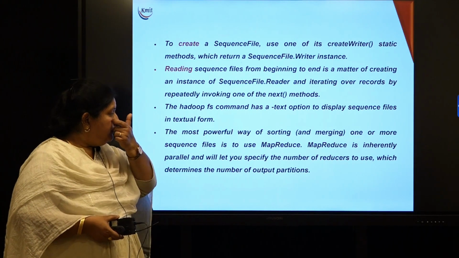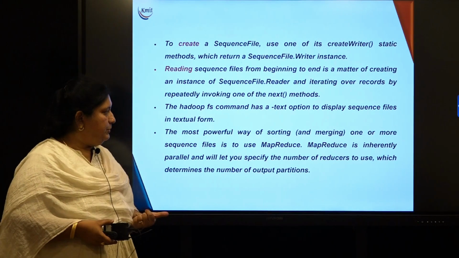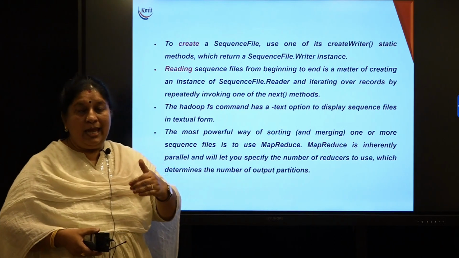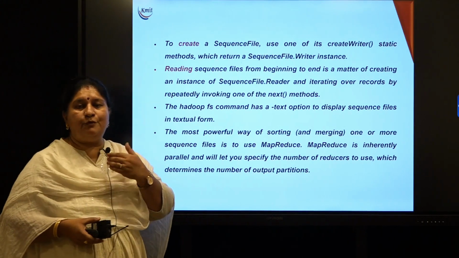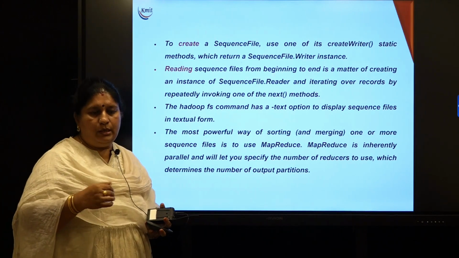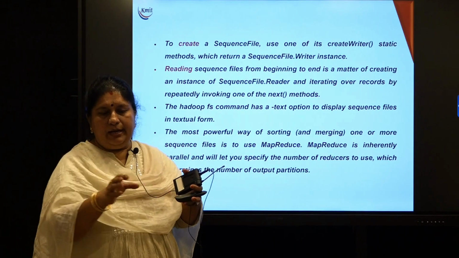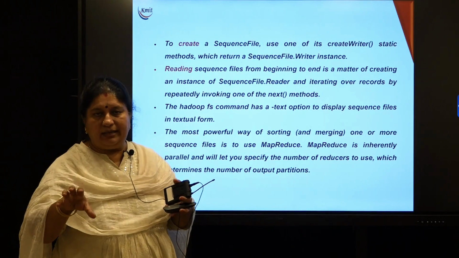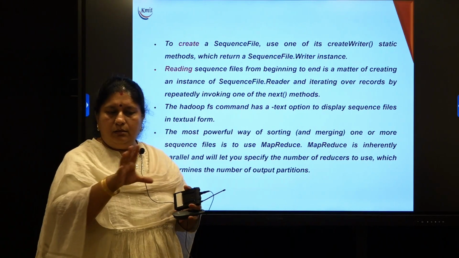And the most powerful way of sorting one or more sequence files is to work with MapReduce. And MapReduce, we know it supports parallel processing as well as distributed processing. You can also specify how many reducers I want. Say for example, I want to find out how many people worked with my file in January and how many people have logged into my specific folder and they have done some activities during February. I want to find out the logs month wise.